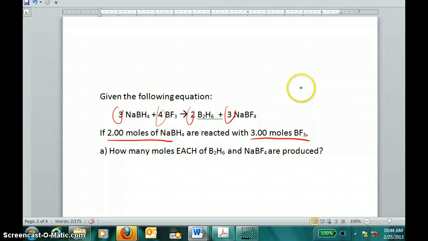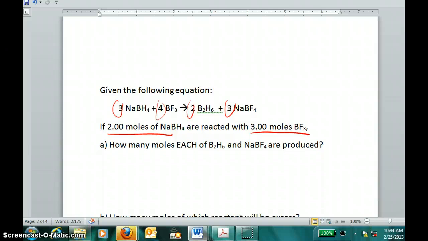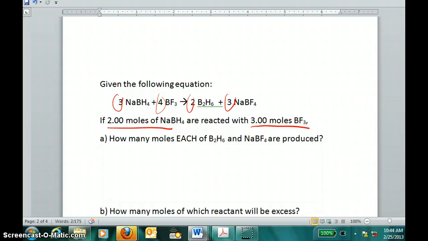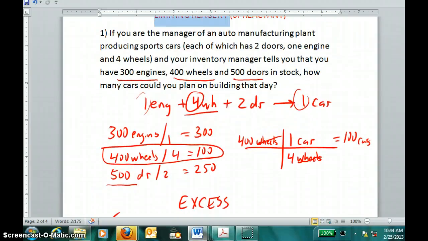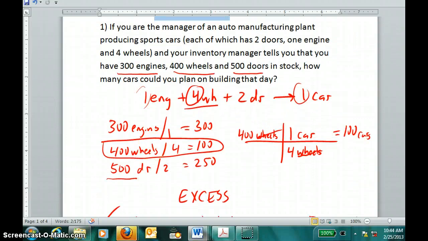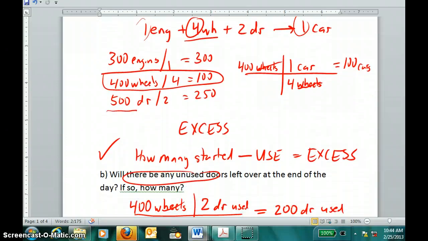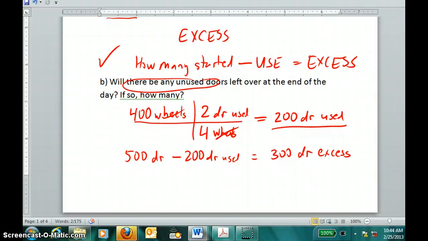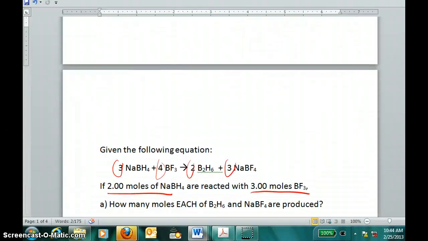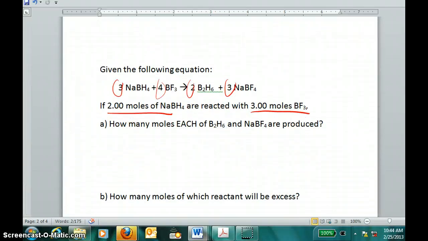You can only make as much product as the number of atoms you had to make it with. So the first thing you have to do to answer a question on limiting reagent is find out who's limiting. Remember, we used our limiting reagent here to calculate not only what we got, but also to calculate what was left over. So we're going to do the same thing here.